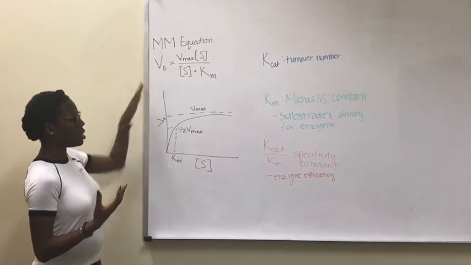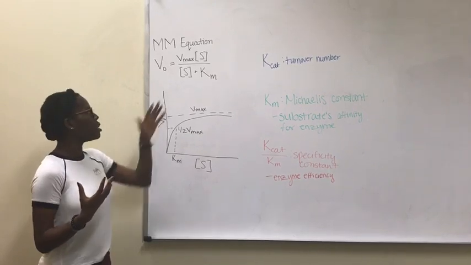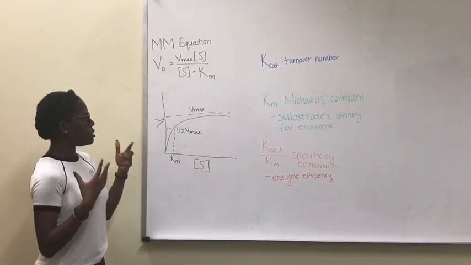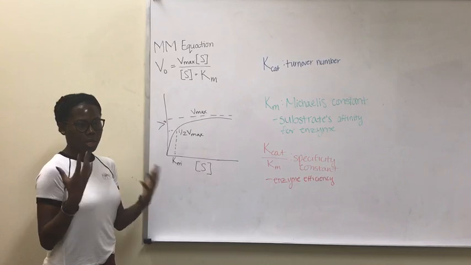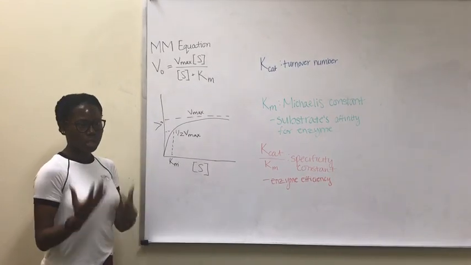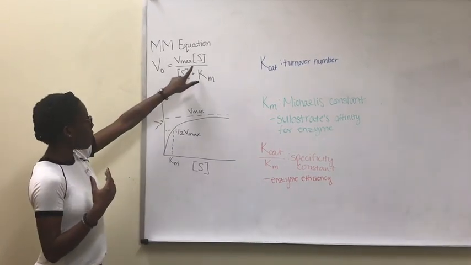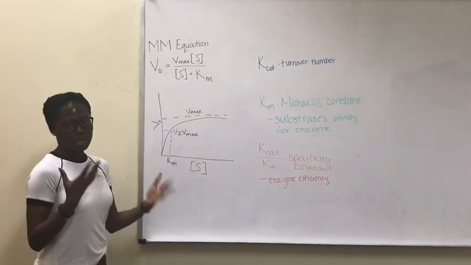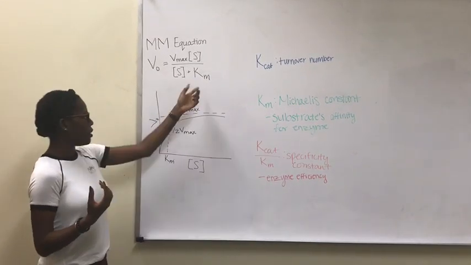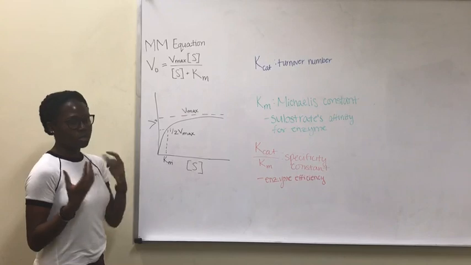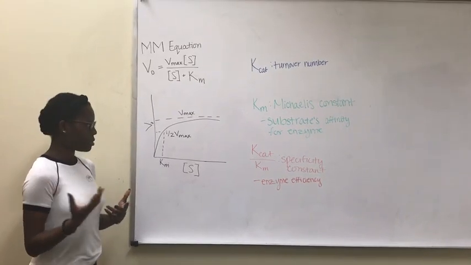So here, V naught is just the initial velocity. Vmax is the maximum velocity that the enzyme can convert substrate into product. You have S in brackets, which just means the substrate concentration. And then we have Km, which is the substrate concentration at half Vmax.